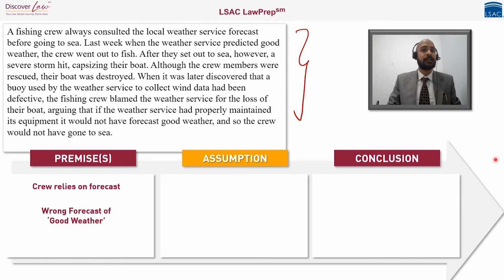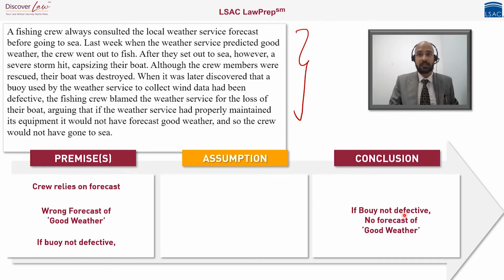Okay, there was a wrong forecast of good weather, right? So we can see here that it predicted good, but it turned out to be bad. So the second fact that we have, so to speak, is that there was a wrong forecast of good weather. And their argument is that, hey, if the buoy or if this equipment here were not defective, then there would have been no forecast of good weather and then they would not have gone to the sea. But you can see the conclusion is just being this.